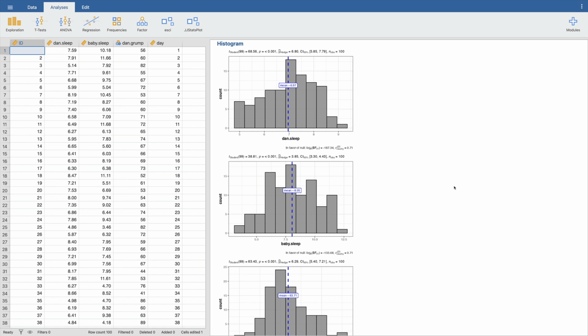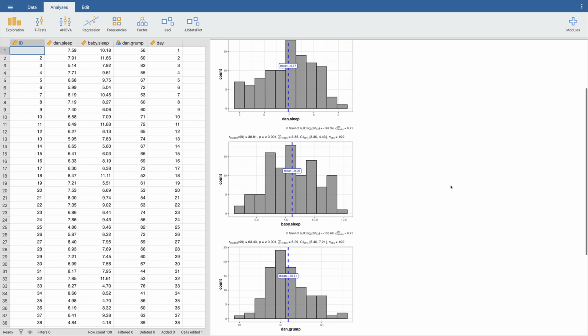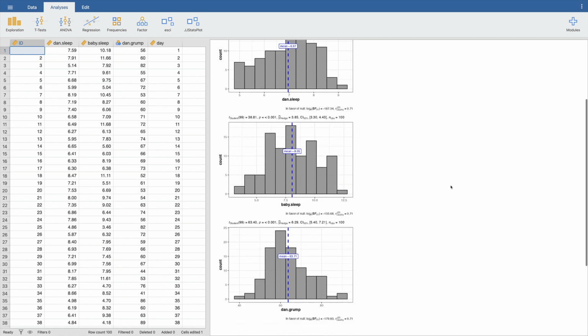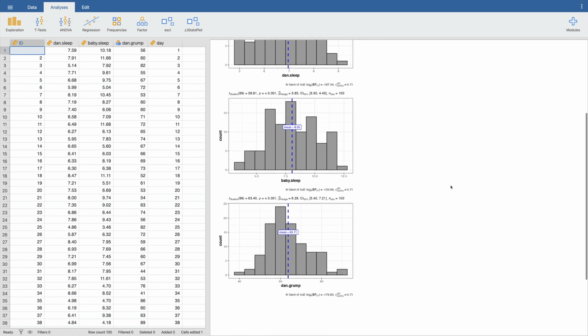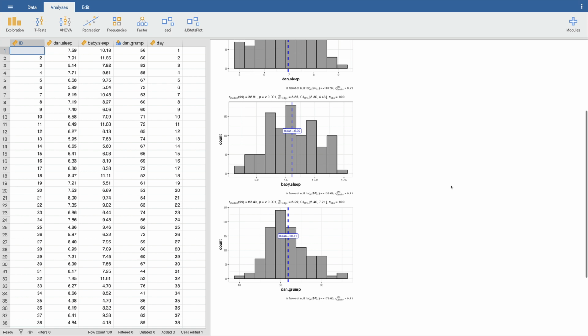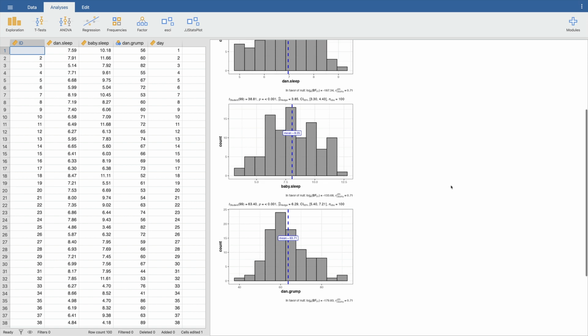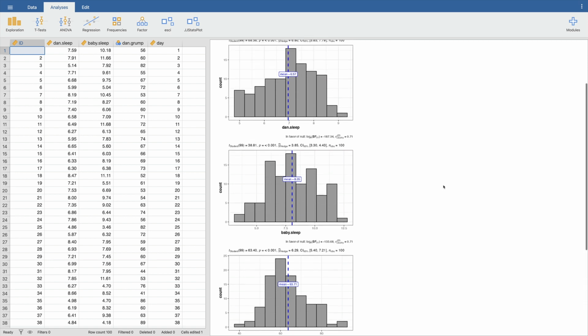The baby's sleep has a mean of 8.05. So the baby's definitely getting more sleep than Dan is. And finally, we have the last variable, which is Dan's grumpiness. We can see that that's got a fairly normal distribution as well. On this rating scale of how grumpy he was, it was a mean of 63.71.